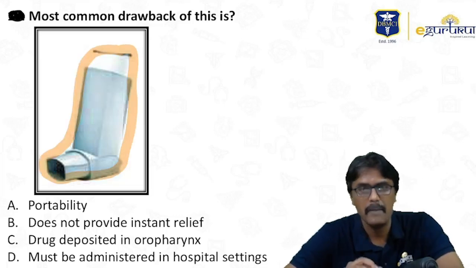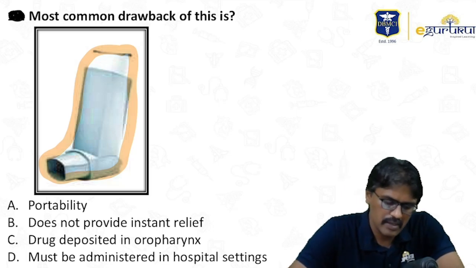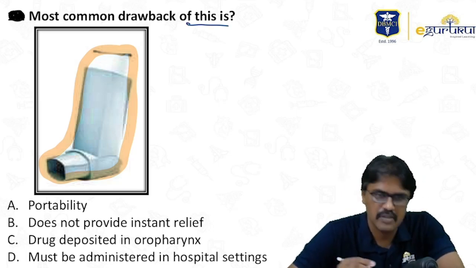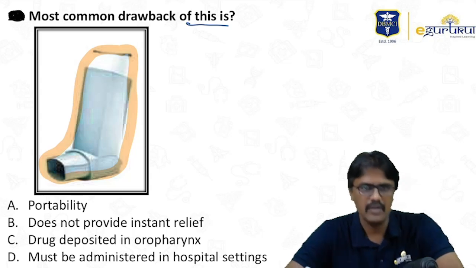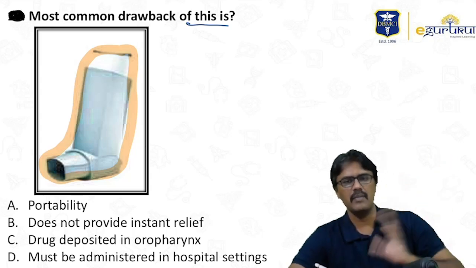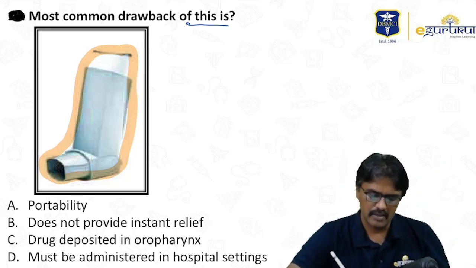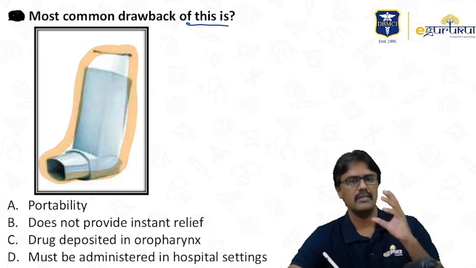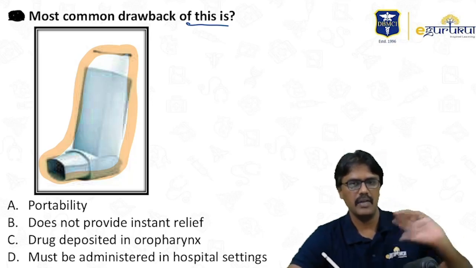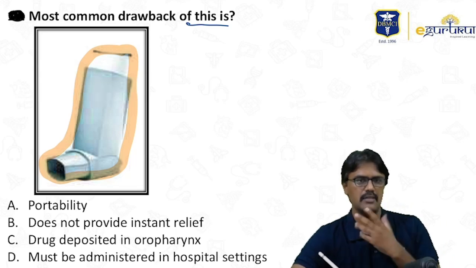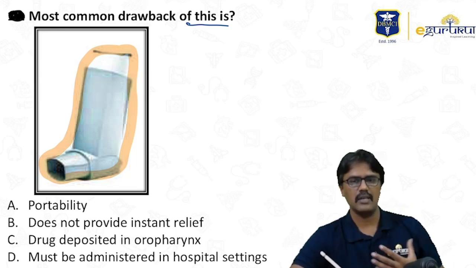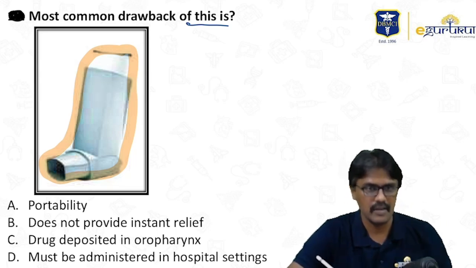That is, this is called a metered dose inhaler. Now what is the most common drawback of this? Portability is not a drawback. You can carry this anywhere. Does not provide instant relief? No, it is an instant relief provider. Many people during an acute attack take this and immediately get bronchodilation.